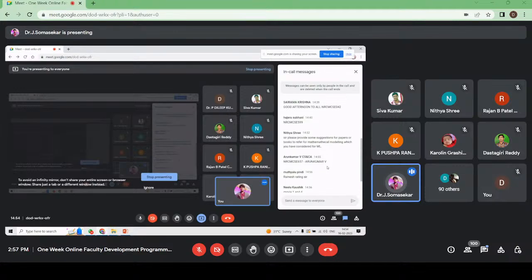A few more queries. Nityasri asks, sir, please provide some sessions for papers or books. Yeah, I will provide, don't worry, Nityasri. At the end of the session, I have one more slide called resources. Maybe I will provide some of the textbooks. You can go ahead with that, and we can get insights or intuition of the models of machine learning. That I will show, no problem.